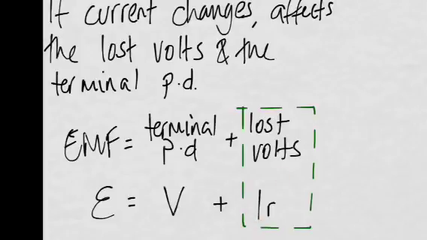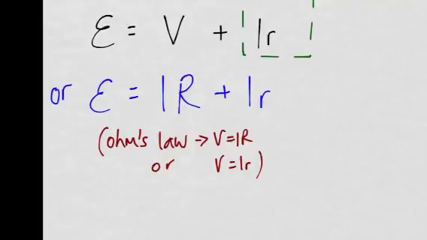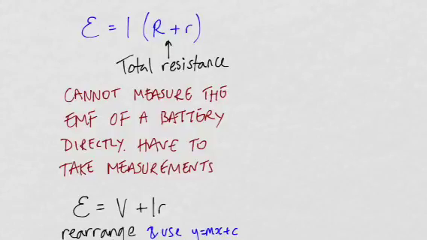But V equals IR, so EMF is voltage, terminal PD is voltage, and lost volts is voltage. So that can be rewritten, so EMF equals IR plus Ir, and then Ohm's law. So again I can rewrite that, so EMF equals I times (R plus r), so that's our total resistance. So voltage equals current times total resistance.